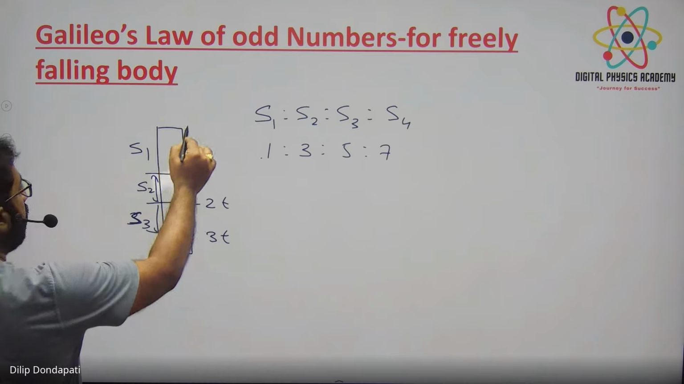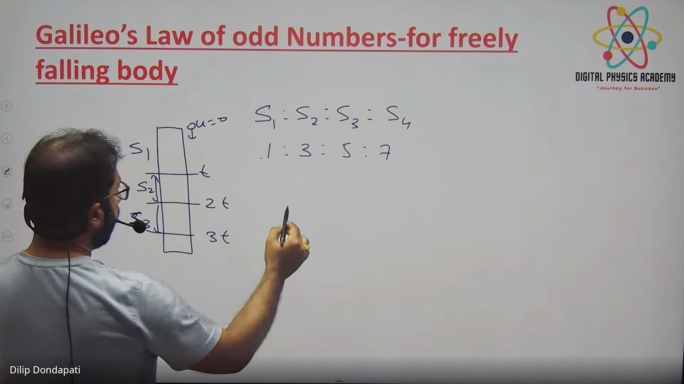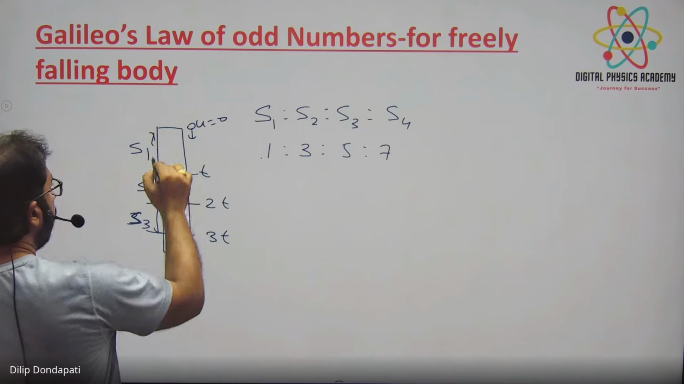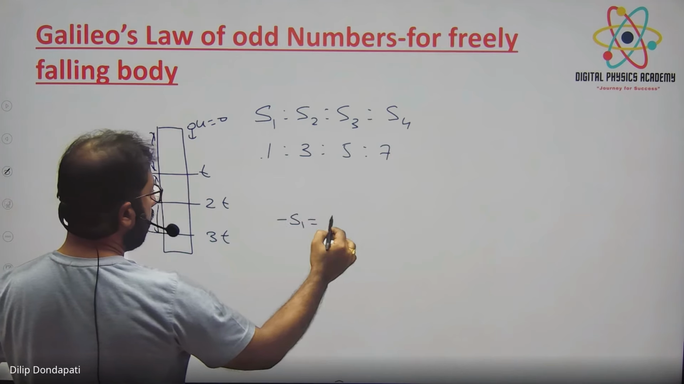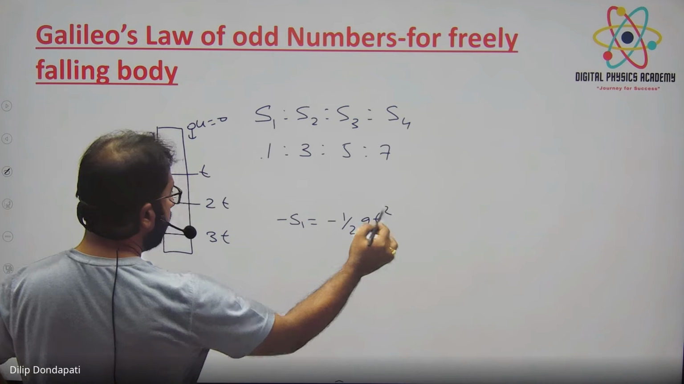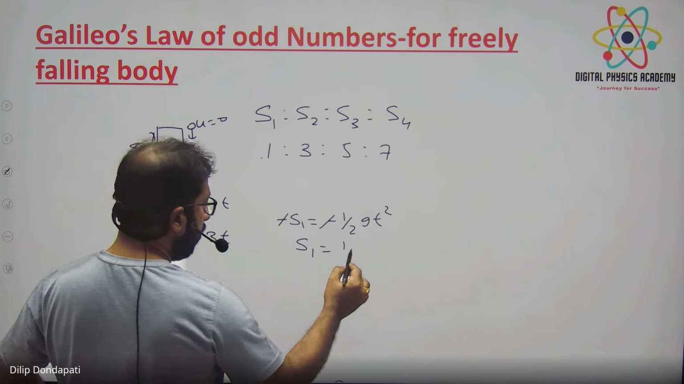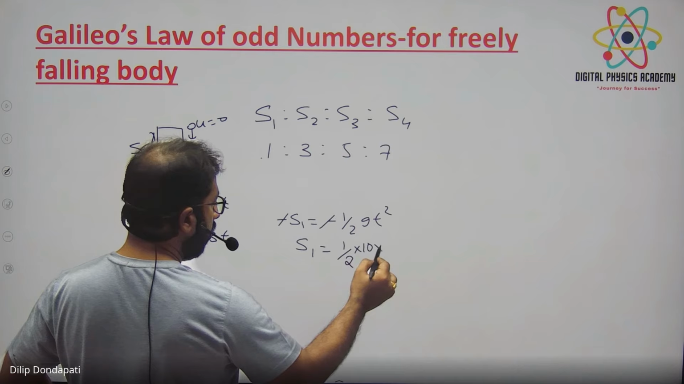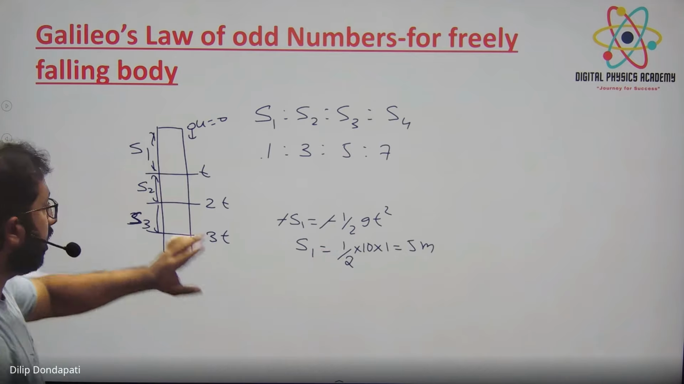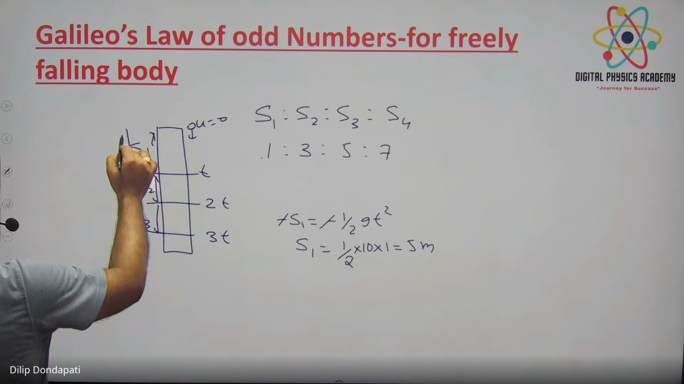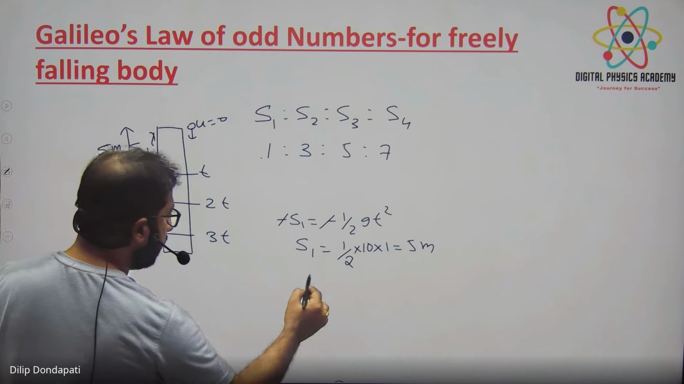If a body is dropped, u is 0. How much will S1 be? Use the equation of motion. Downwards is minus: minus S1 is equal to u, which is 0, minus half g t square, right? So the minus cancels. S1 in the first second is half into 10 into t square, which is 1 square. So 5 meters. Did you understand this? How many meters did it go in 1 second? 5 meters. Okay.